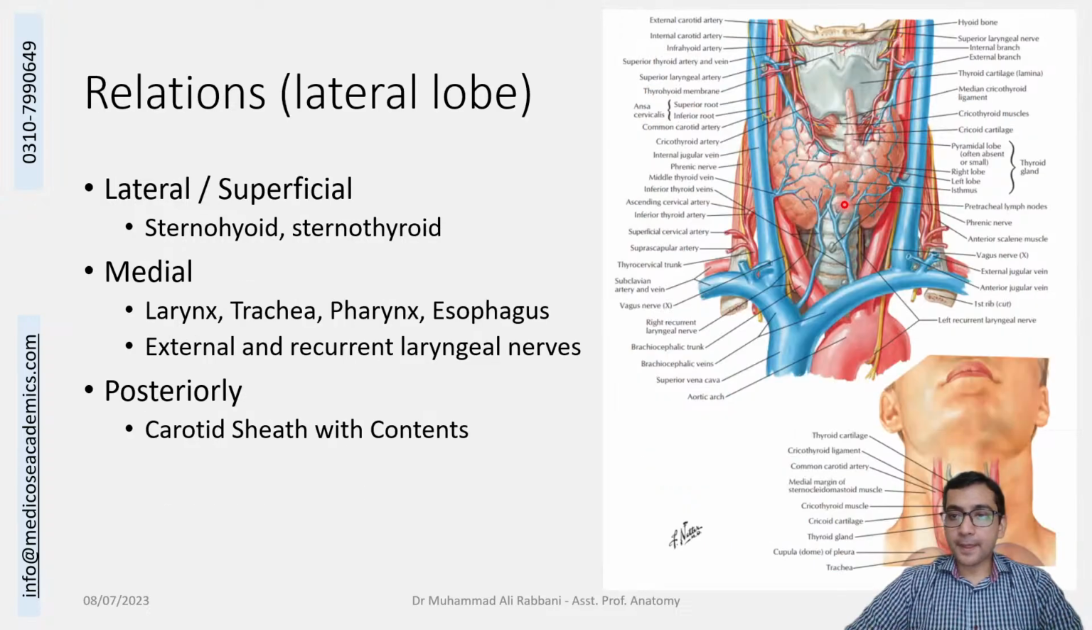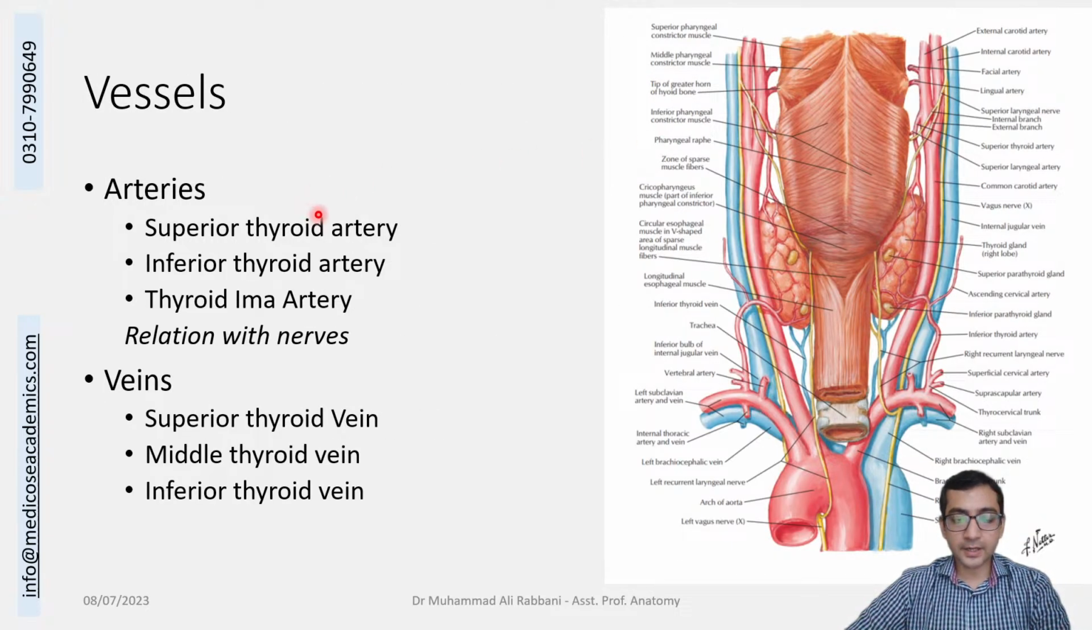So this is about the thyroid, and the thyroid gland is supplied by, to show the picture, a set of arteries: the superior thyroid artery and the inferior thyroid artery.